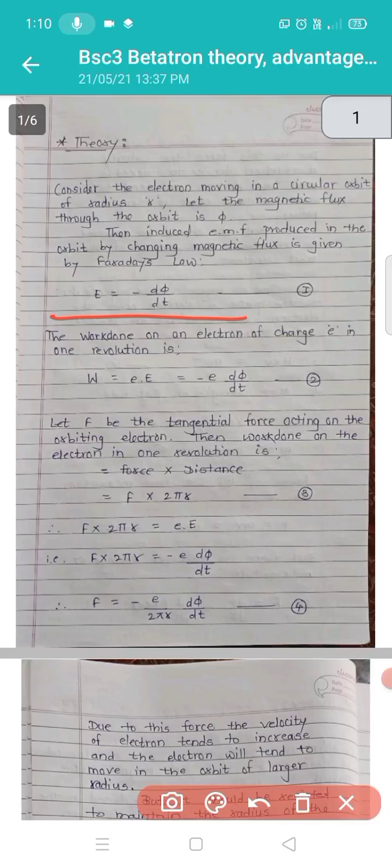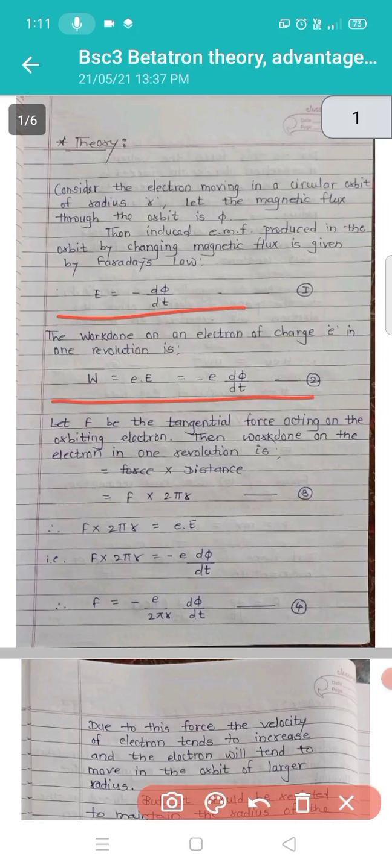E is equal to minus d phi by dt. That gives equation 1. The work done on an electron of charge e in one revolution is given by the equation W is equal to e into capital E, where capital E is the EMF produced in the orbit, and it is given by E is equal to minus d phi by dt. Put equation 1 in equation 2, we get W is equal to minus e d phi by dt.